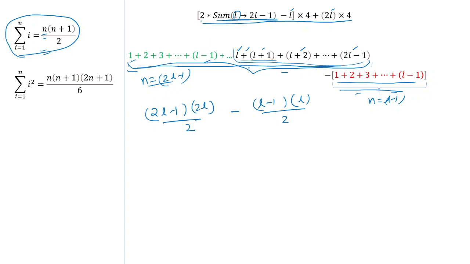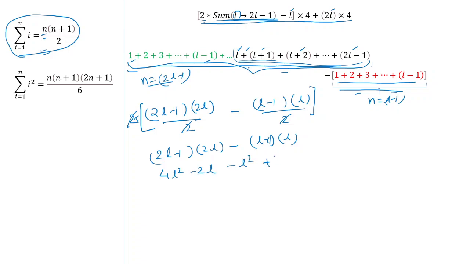Now we have to multiply it by 2. So let's multiply this thing by 2. When you multiply it by 2, this 2 will be cancelled, and you will be left with 2 times (L minus 1) into L. So if you solve this, you will get 4L square minus 2L minus L square plus L. If you solve this, you will get 3L square minus L.